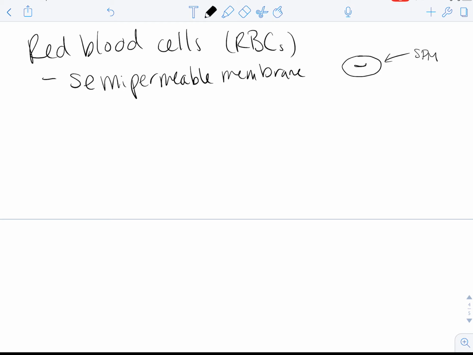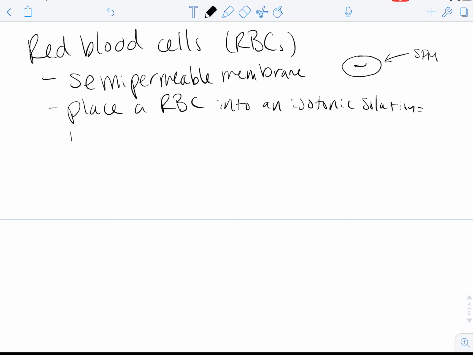So our bloodstream itself has a specific osmotic pressure associated with it, and we want to make sure that our red blood cells are going to be in an isotonic solution, right? So if we place a red blood cell into an isotonic solution, there will be no net flow of solvent molecules.